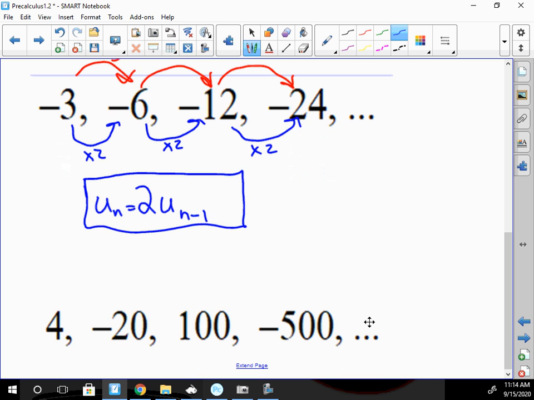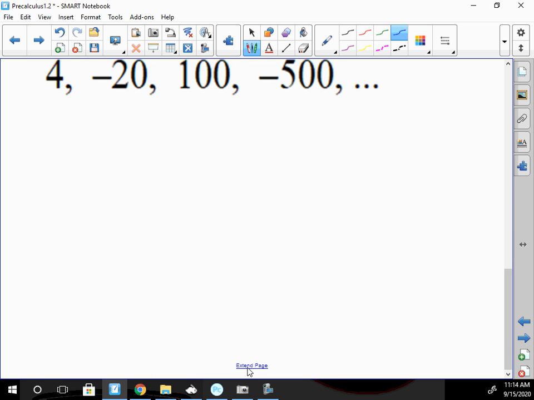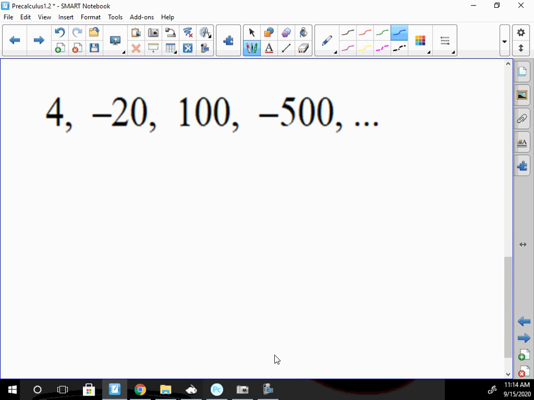Let's do one more example. Figure out what you would multiply by here. I go from 4 to negative 20. From negative 20 to 100. So you notice it's not going to be an even jump between each one of them. This is going down by 600, this is going up by 120, this is going down by 24. To get from 4 to negative 20, you have to go down 24.